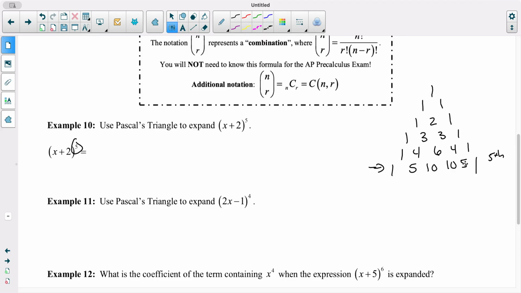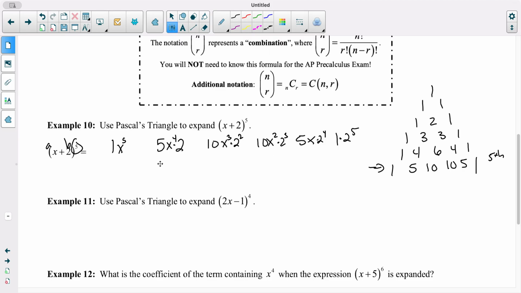I'm going to have 1, 2, 3, 4, 5, 6 terms. So I'm going to have 1 and 5 and 10 and 10 and 5 and 1. My first term, whatever your A is. My second term is whatever your B is. And like I said, first term starts at the highest degree and works its way down. So that would be x to the 5th, x to the 4th, x to the 3rd, x squared, an x, and then an x to the 0, remember, doesn't mean anything. It's just gone. Now go to the next term. That would be 2 to the 0 here, which we don't keep. 2 to the 1st, 2 squared, 2 to the 3rd, 2 to the 4th, 2 to the 5th.